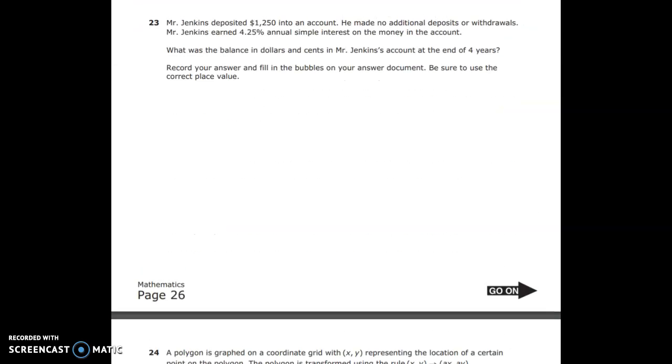Number 23. Mr. Jenkins deposited $1,250 into an account. He made no additional deposits or withdrawals. Mr. Jenkins earned 4.25% annual simple interest on the money in the account. What was the balance in dollars and cents in Mr. Jenkins's account at the end of 4 years? Record your answer and fill in the bubbles on your answer document. Be sure to use correct place value.